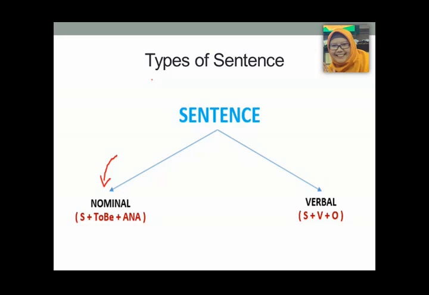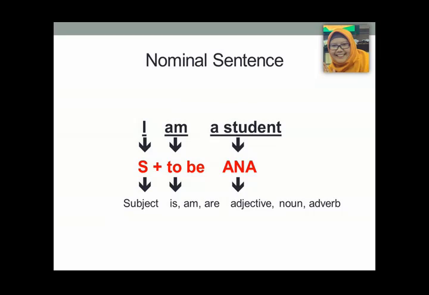Okay, so you will see what is Anna here. And then the second type of sentence is the verbal sentence. It consists of subject plus verb plus object. Let's move to the nominal sentence.